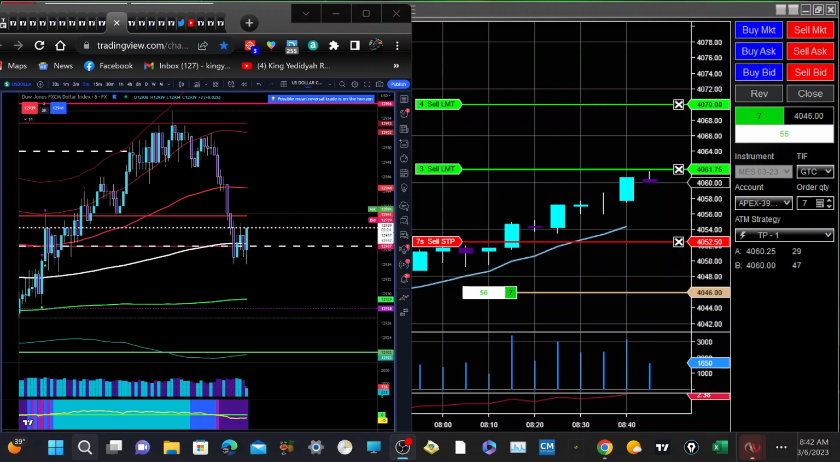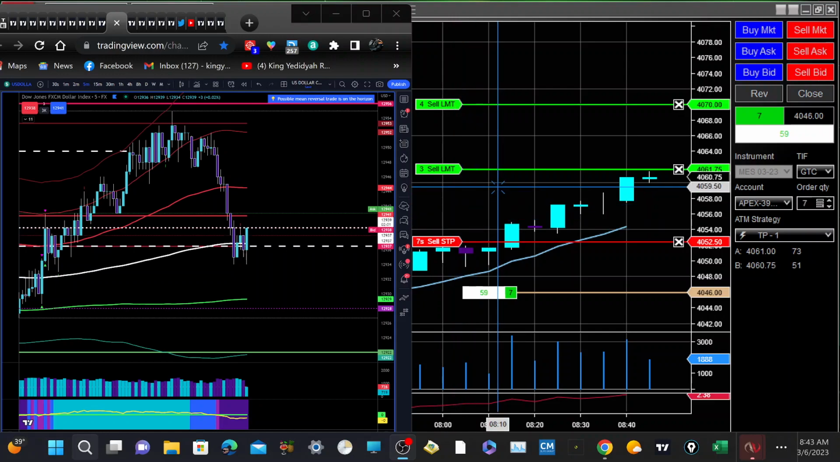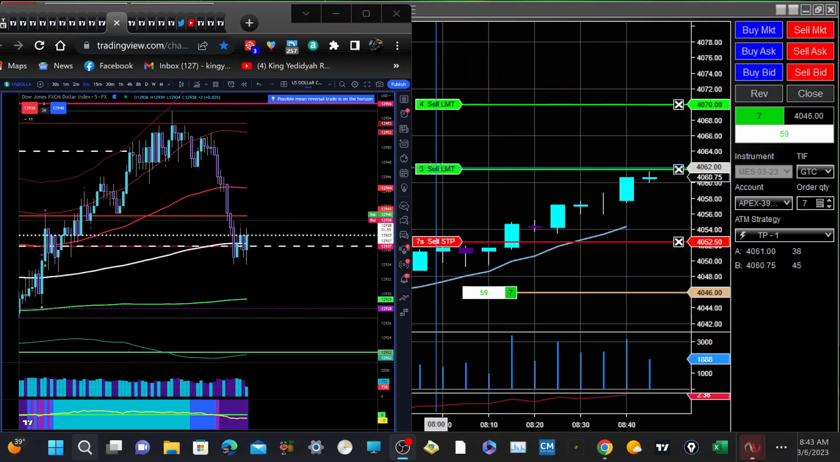Today is the 6th of March 2023. It's 8:42 a.m. in the ETH. Right now I'm in a live trade on MES, the micro ES contracts. My entry was at 40.46. It's a long entry. I have 7 micros on. My first partial is 3 contracts at 40.61.75, so we're about to hit that target, hopefully.